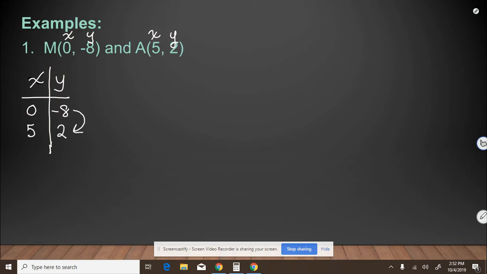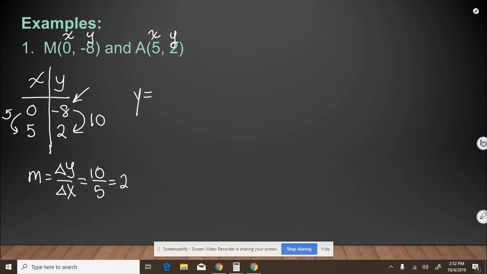So -8 to 2 is increasing by 10, finding the slope. 0 to 5 is increasing by 5. So my slope, again, that change in y over change in x, is equal to 10 over 5, which is 2. So now we have our slope and we have our y-intercept because that's where x is 0. So we have our equation y equals 2x minus 8, final answer.